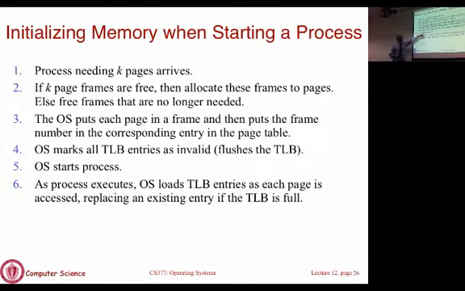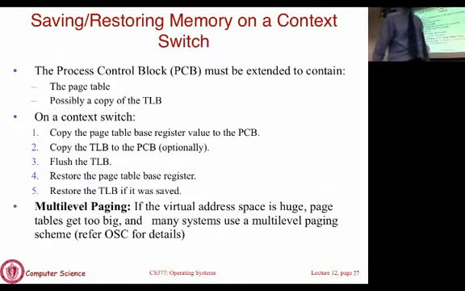You'll mark all TLB entries as invalid, because anything that's there is garbage. You haven't actually fetched anything from the page table. You start the process. As the process executes, every time you have a TLB miss, you'll start fetching page table entries and sticking them into the TLB entry, and then you'll make the bit valid. And then that will allow you to have TLB hits. So that's all initialization.